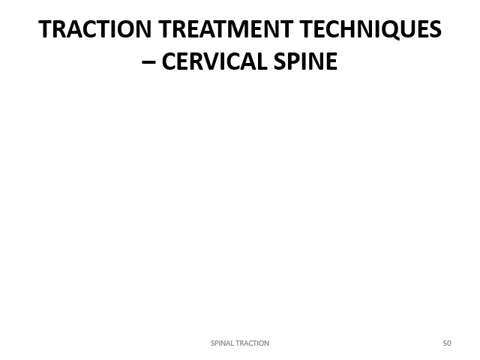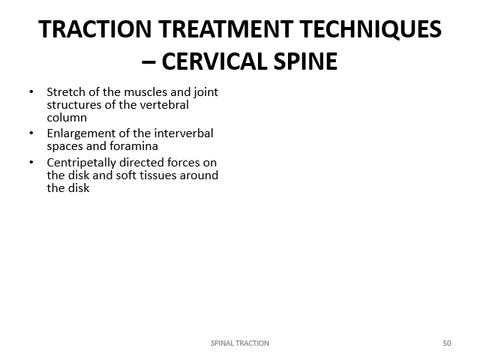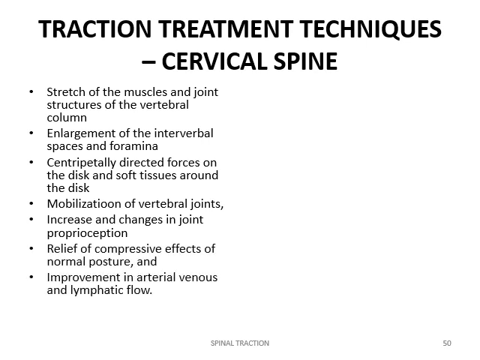The objectives for using traction in the cervical region do not vary much from the objectives for using traction in the lumbar region. Reasonable objectives for cervical traction include stretch of the muscle and joint structures of the vertebral column, enlargement of the intervertebral spaces and foramina, centripetally directed forces on the disc and soft tissues around the disc, mobilizations of vertebral joints, increases and changes in joint proprioception, relief of compressive effects of normal posture, and improvement in arterial, venous, and lymphatic flow.